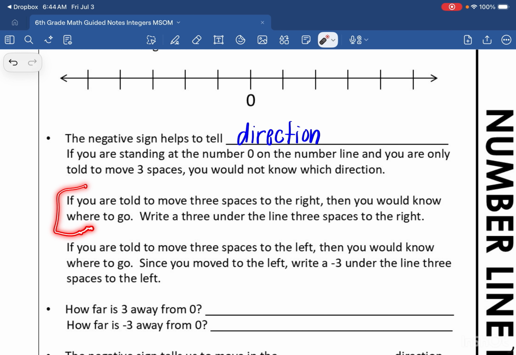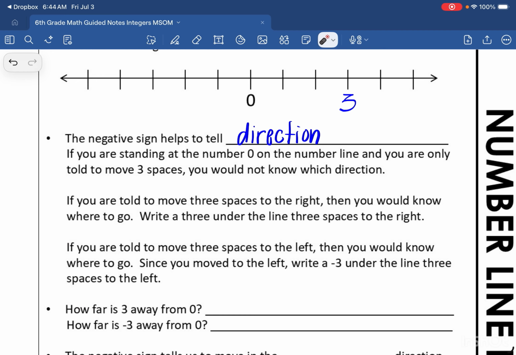Write a 3 under the line 3 spaces to the right. So if we're at 0, we're going to go 1, 2, 3. So this is going to be a 3. If you were told to move 3 spaces to the left, then you would know where to go. Since you moved to the left, write a -3 under the line 3 spaces to the left.